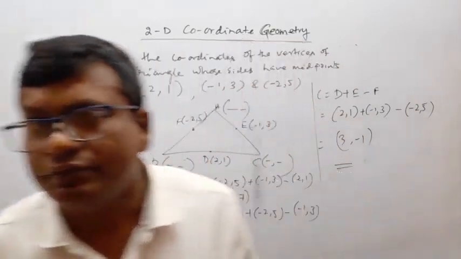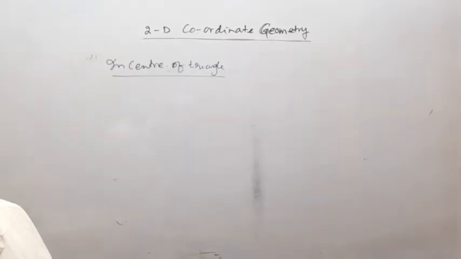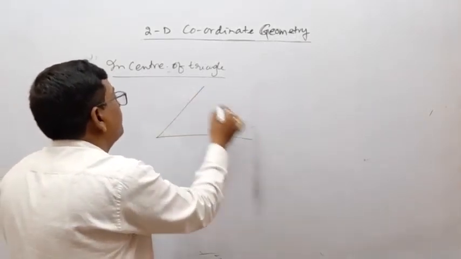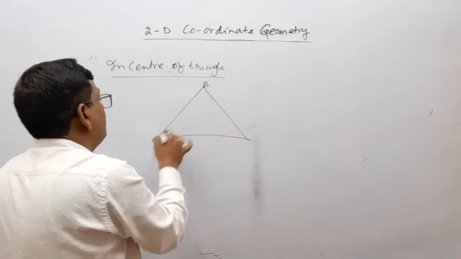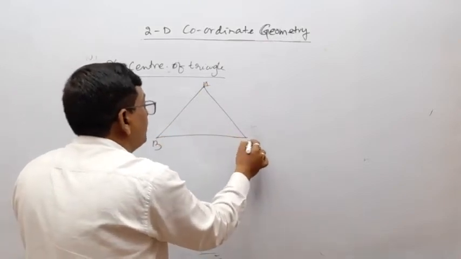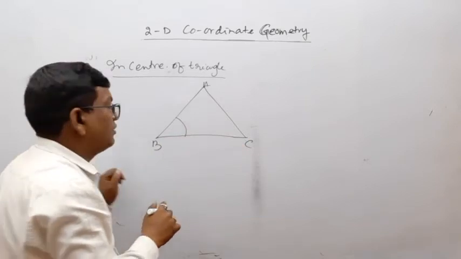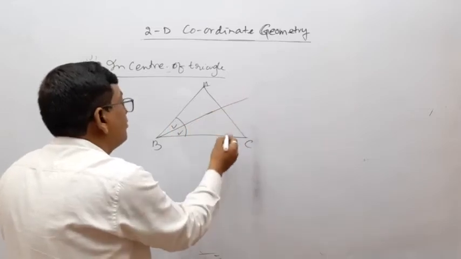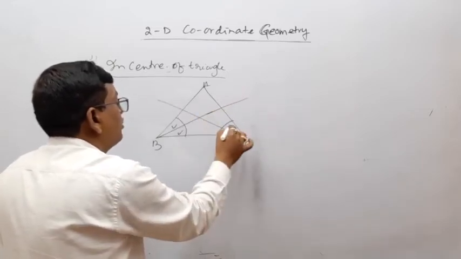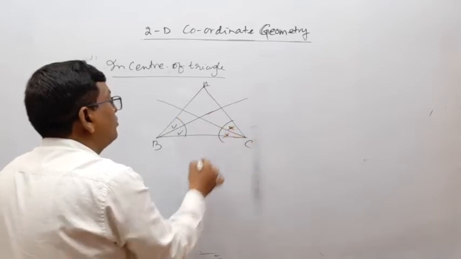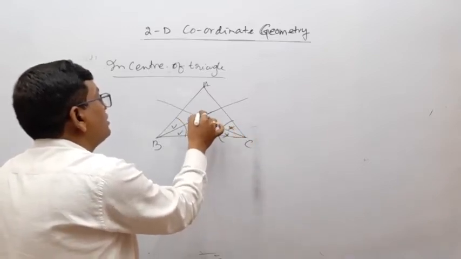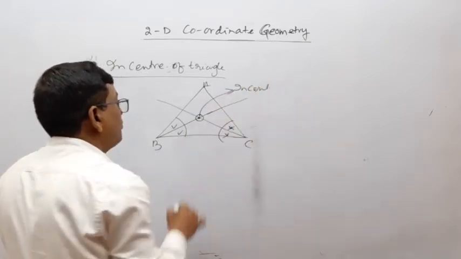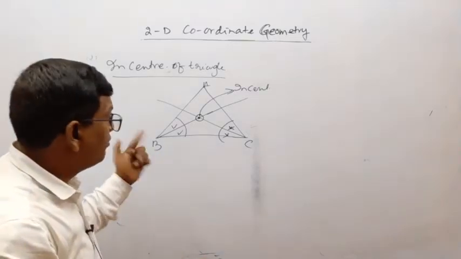Now the incenter of the triangle. What is the incenter? Suppose this is triangle A, B, C. The internal angle bisector divides the angle into equal parts. This point is called the incenter. So the point of intersection of the internal angle bisectors of the triangle.